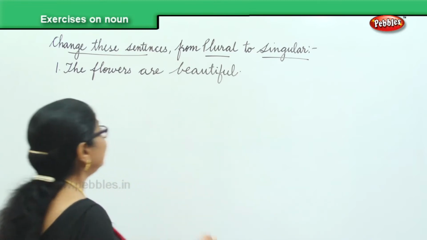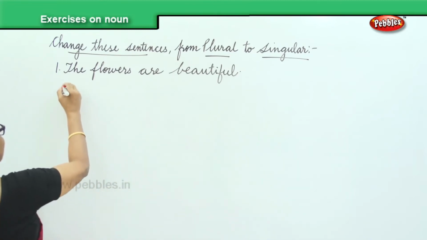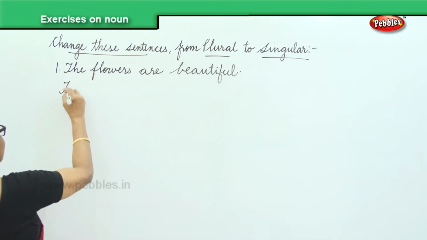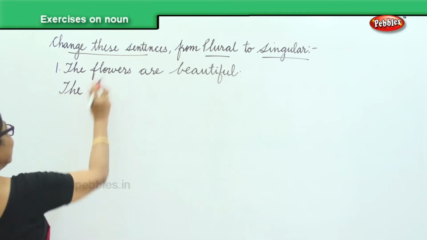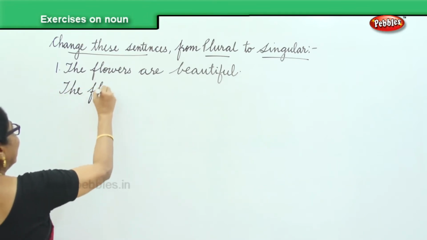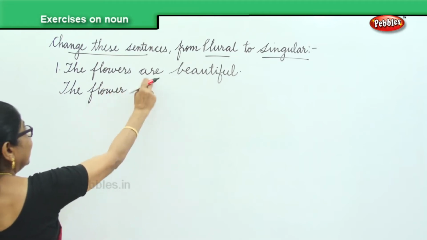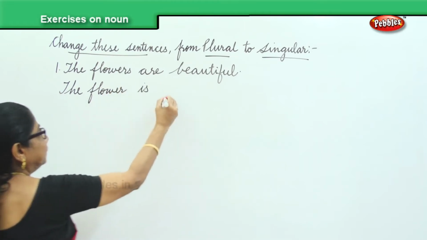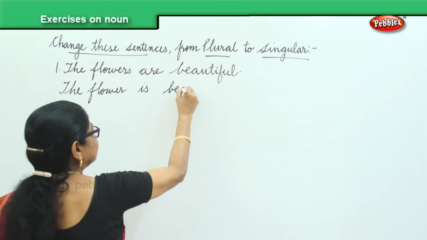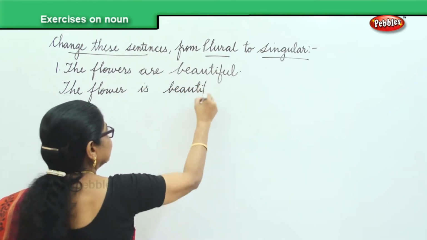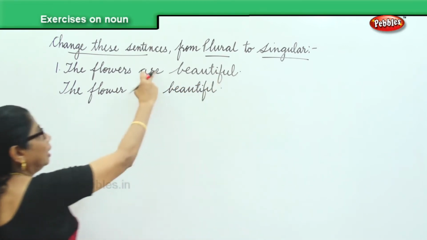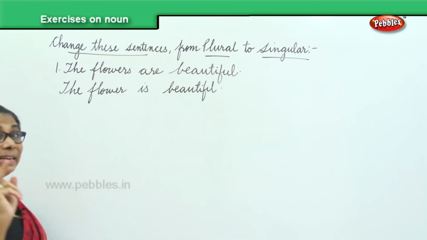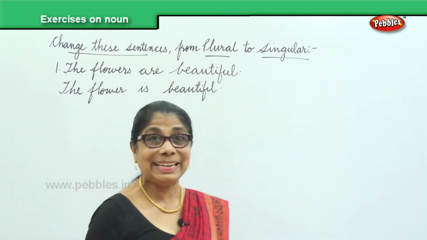That's all. Okay. So what will you say? The flower. Flowers become flower. The flower is beautiful. Okay, R becomes S when it is one single flower.